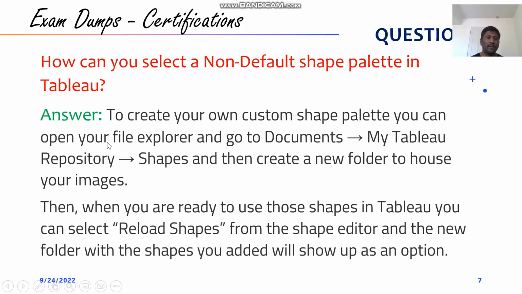Then you can open a file explorer, go to Documents, My Tableau Repository, Shapes, then create a new folder with your images. When you are ready in the shapes, select Reload Shapes from the shape editor, and the new folder you added will show up in the options.